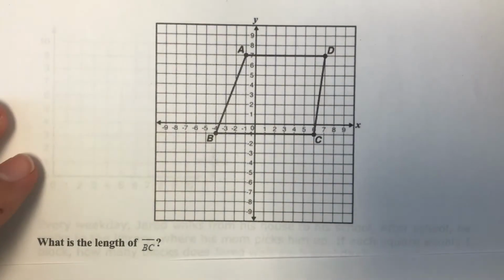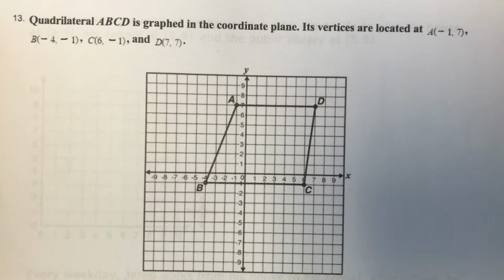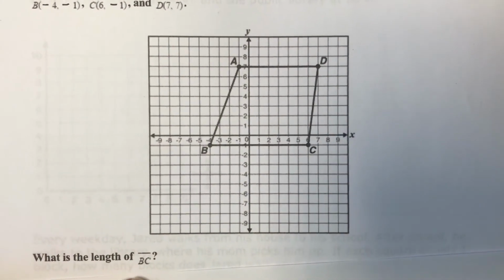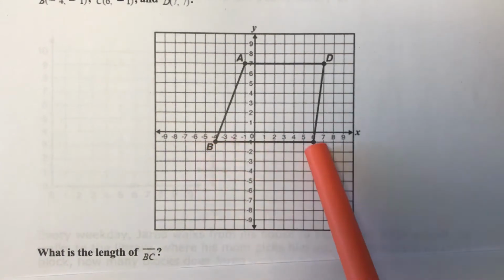Okay, my next one, another quadrilateral. They've marked all the points this time and they've graphed it and everything's there. All they want to know is what is the length of line BC. The question's down here at the bottom. So what is the length of line BC? So from here to here, what is the length?